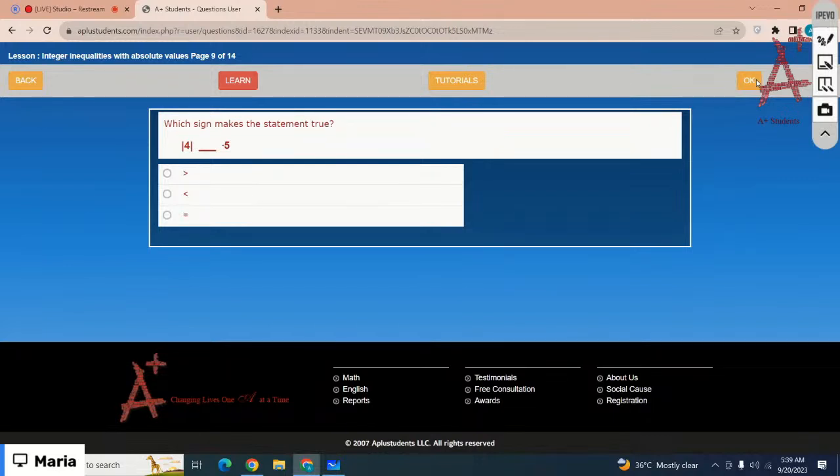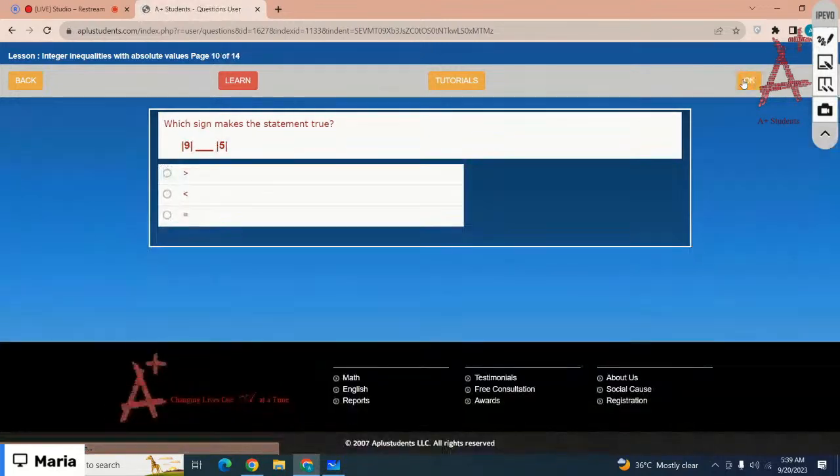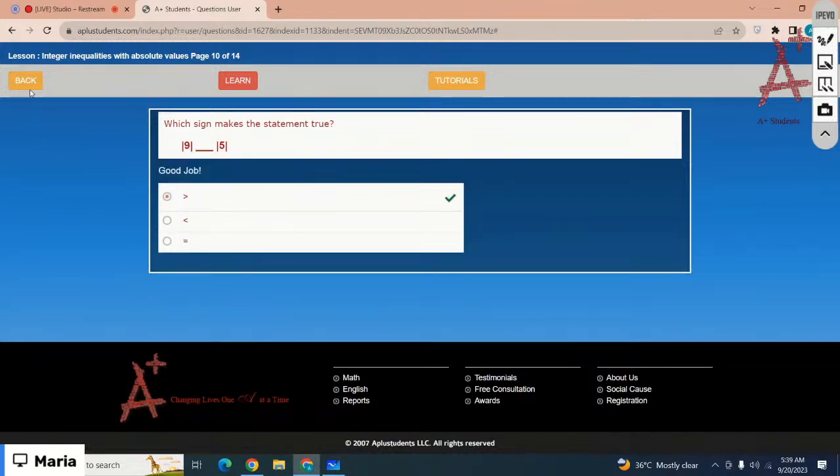Which sign makes the statement true? Yes, again. Greater? Oh, 4 is a positive number. So yes, positive numbers are always greater than negative numbers, right? Absolute value of 9 and absolute value of 5. Both of the values are positive, right? So 9 is greater than 5. Okay, you can complete the lesson by yourself later today.